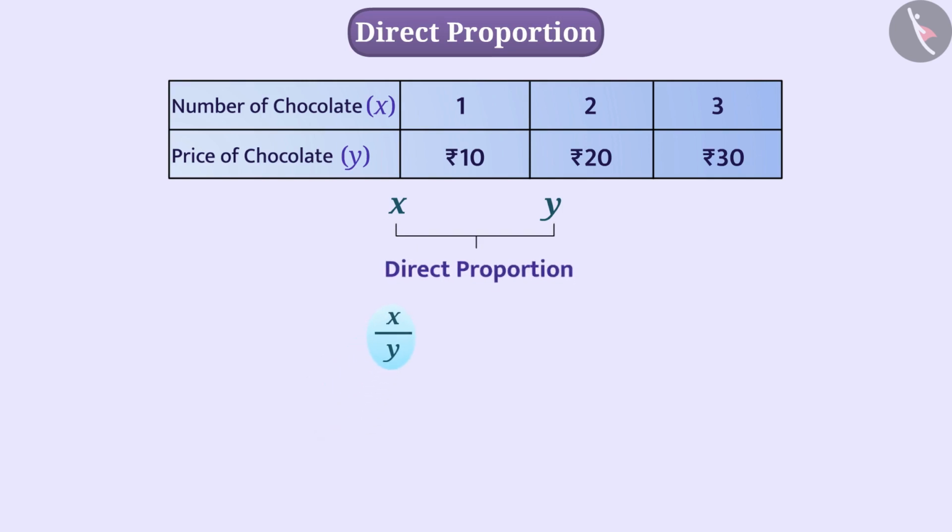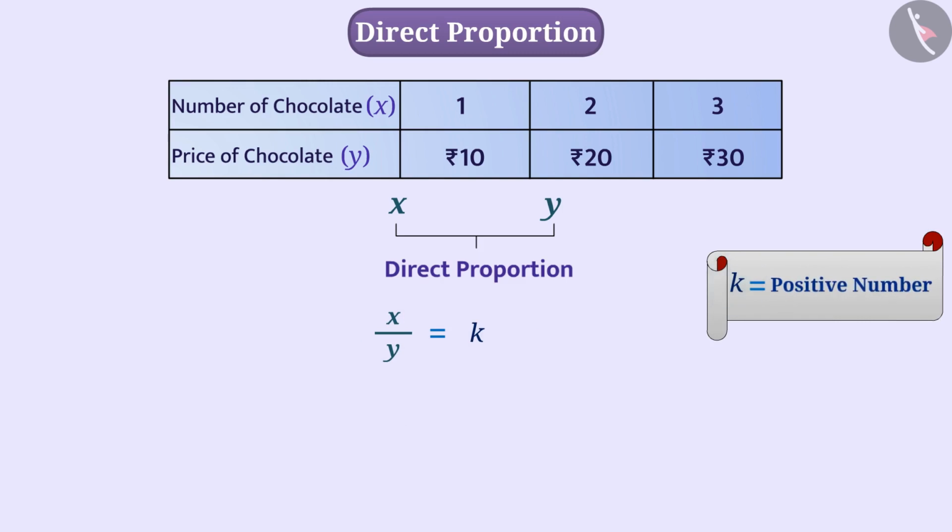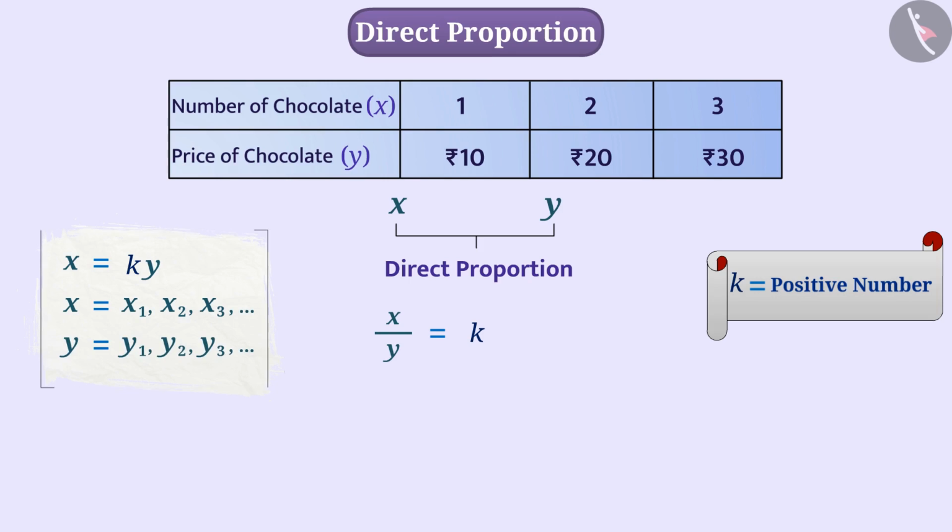In such a case, X by Y is constant. Let's consider this as K, where K is a positive number. We can say X is K multiplied by Y. In case of direct proportion, if values of X are X1, X2, X3 and so on, and corresponding values of Y are Y1, Y2, Y3 and so on, then we can write X1 by Y1 is equal to X2 by Y2 is equal to X3 by Y3 and so on is equal to K.